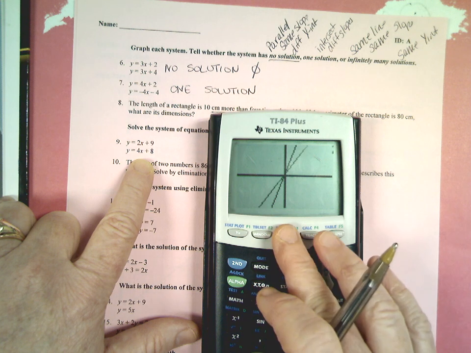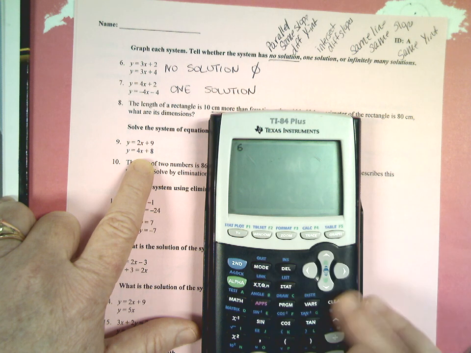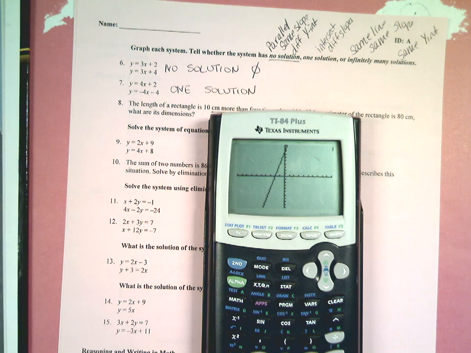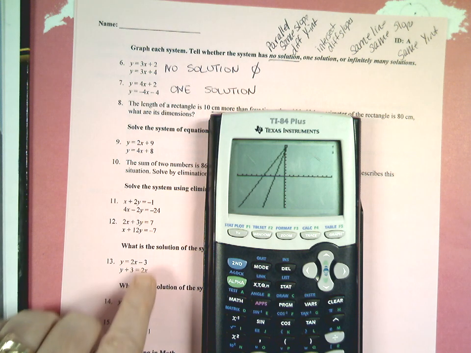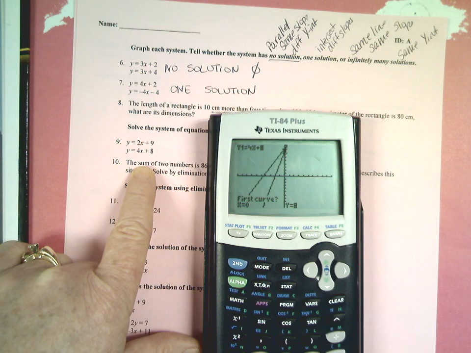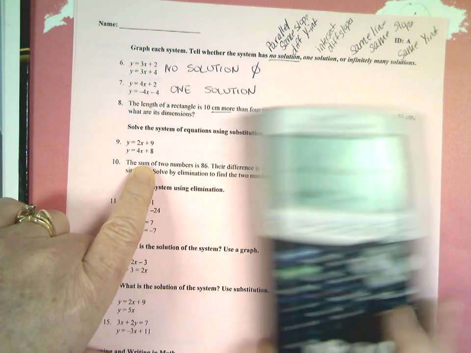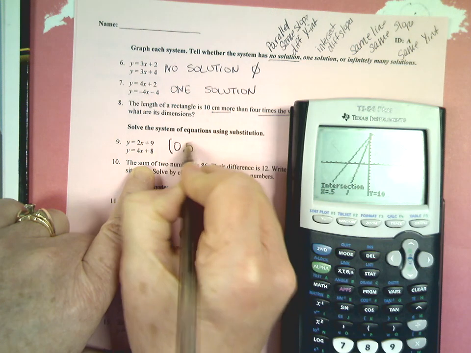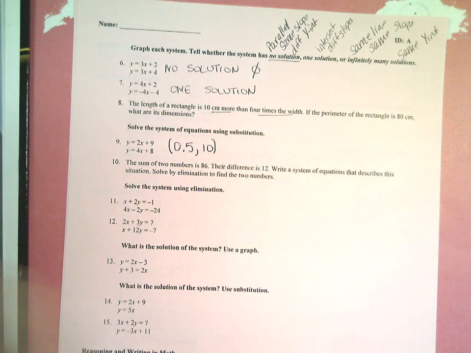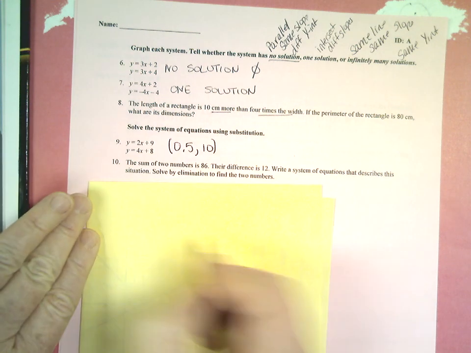Zoomed in. Zoom 6. You might could have zoomed to a standard screen and seen where they cross. So second, calc, find the intersection. First curve, second curve, guess. And the answer is 0.5, 10.